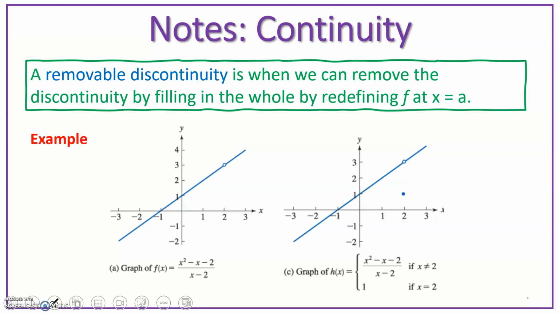Now, when we talk about continuity, there are different types of discontinuities. The first of which is referred to as a removable discontinuity. This is when we can remove the discontinuity simply by filling in the hole or redefining what x is at a. In this case, we have a simple hole right here. We could simply define x equals 2 to be 3. In this case, we have 1, but we could simply redefine that to be 3. So if we could simply remove it by changing one single point, it's called removable. These generally are indicated by holes in the function.